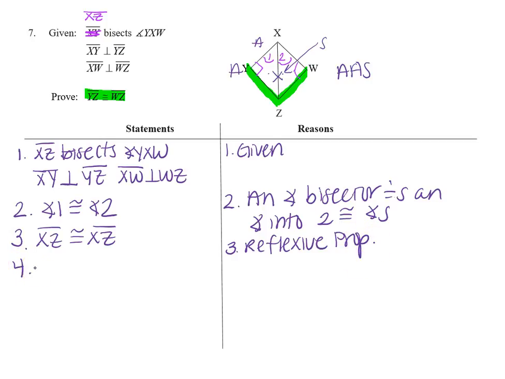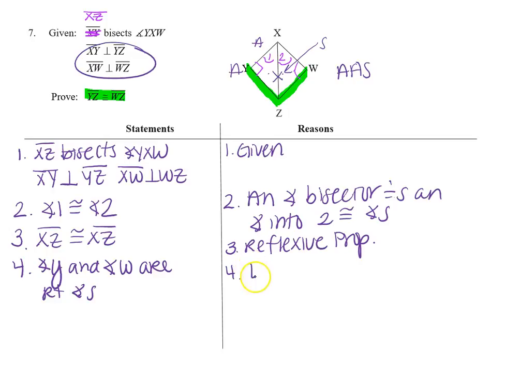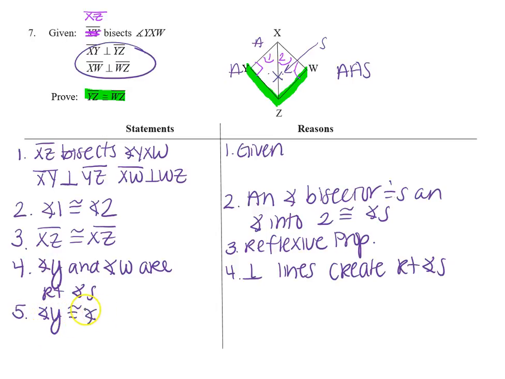All right, now this is going to take a little bit of work. I know that angle Y and angle W are right angles, and that's because of those two givens, right? They told me that those lines were perpendicular. Perpendicular lines create right angles. And if they're both right angles, well then they're both congruent to each other. So angle Y is congruent to angle W, and that's because all right angles are congruent.